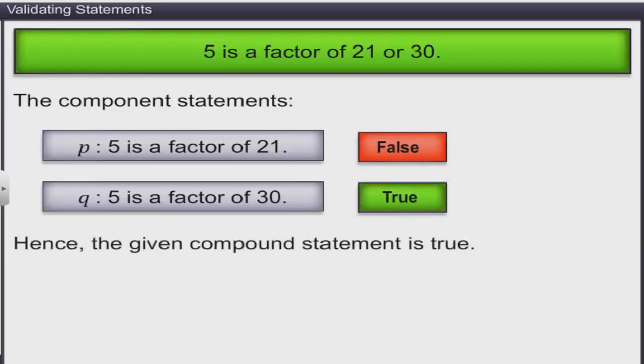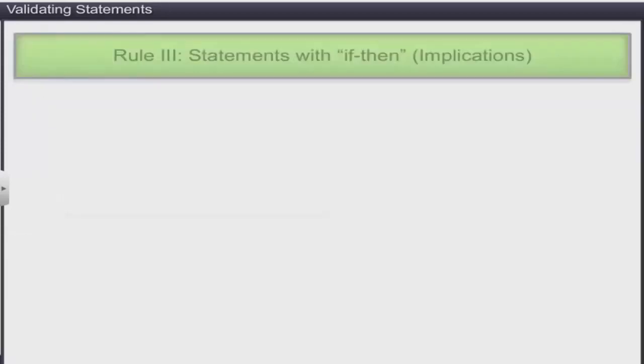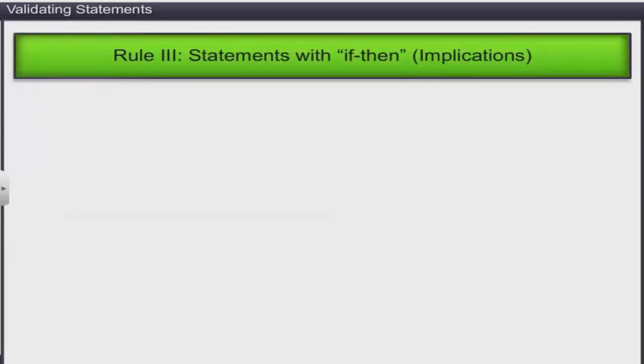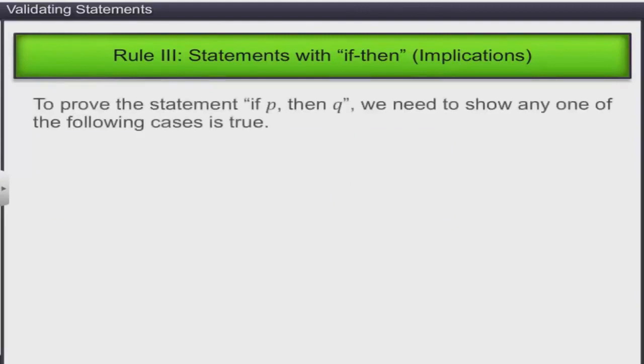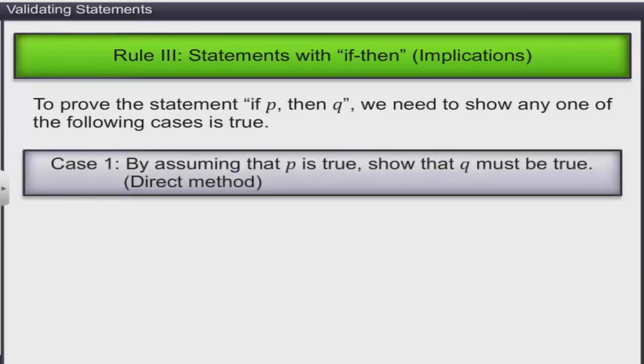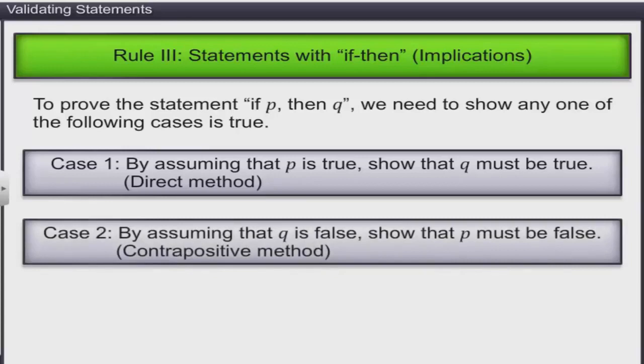Rule 3 is used to validate statements with if-then, or implications. To prove the statement, if P then Q, we need to show any one of the cases shown is true. By assuming that P is true, show that Q must be true. This is called the direct method. By assuming that Q is false, show that P must be false. This is called the contrapositive method.